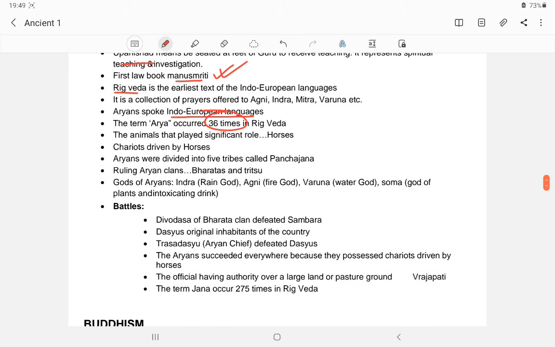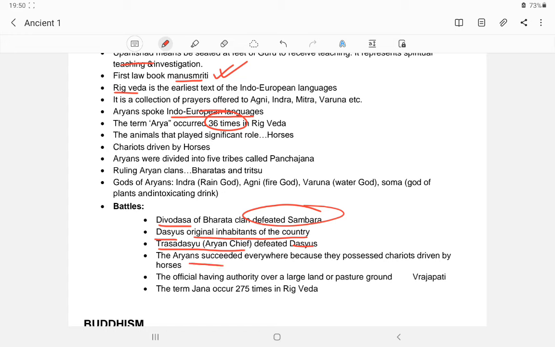Battles. The Bharat clan defeated Sambara. Dasyus were originally settled in India. And the Aryan chief Tradasyu defeated the Dasyus.